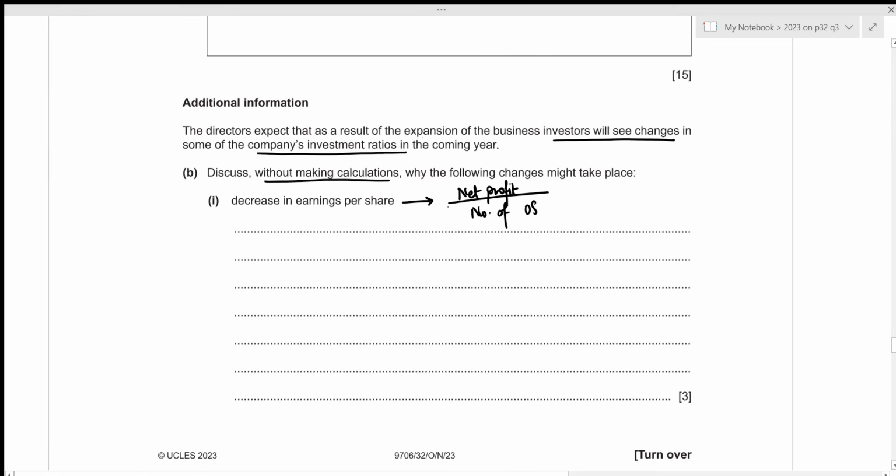So for the decrement in earnings per share, we require either the net profit to decrease or the number of ordinary shares to increase. So the very first reason that we can see is that the increment in net profit might be less proportionate than the increment in the number of shares. So an increment in profit is less proportionate to the increment in the number of shares.